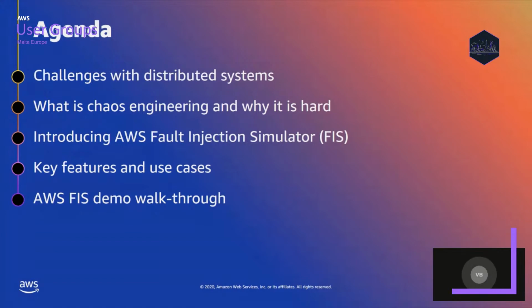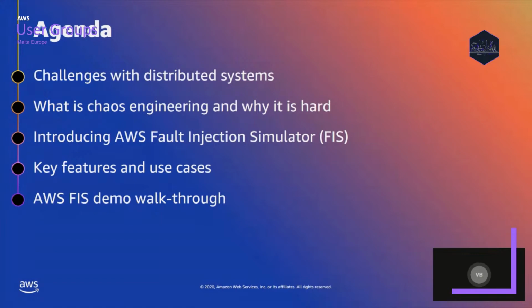And these challenges are what has led to, I think, why chaos engineering is starting to have a lot of relevance. So what is chaos engineering, and why was it hard to perform chaos engineering before one of the services on AWS that we're going to look at today?